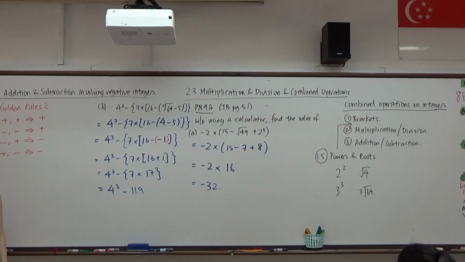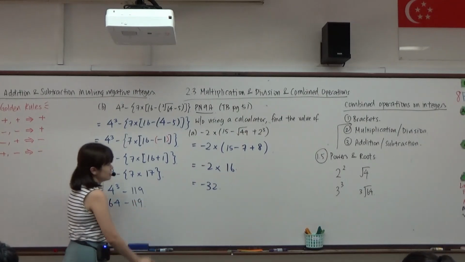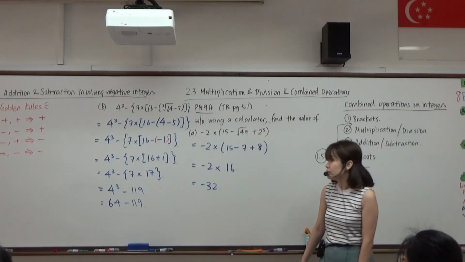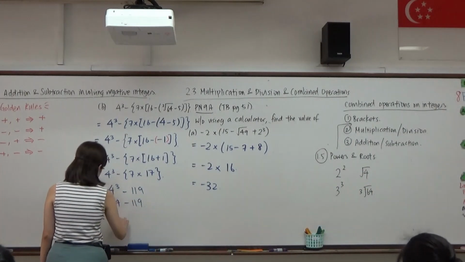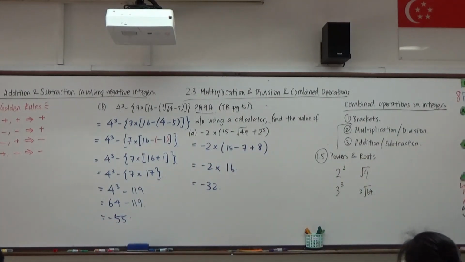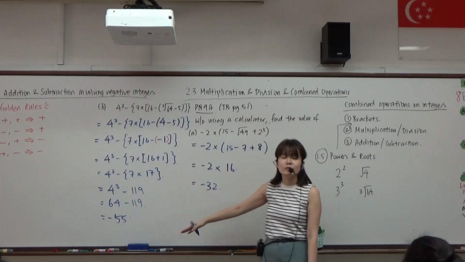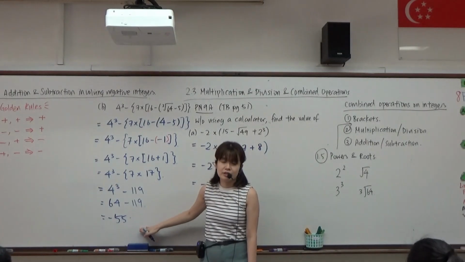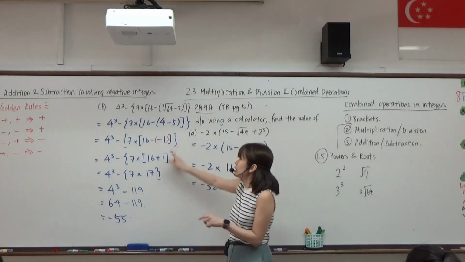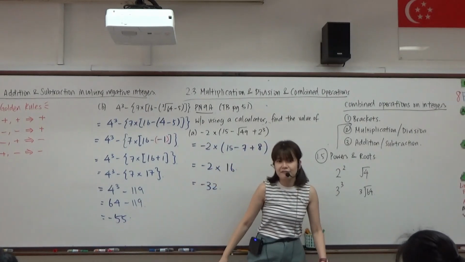4 cubed is what? 64, right? Minus 119. You can press the calculator if you cannot. So, negative 55. If you are asked to do this and you want to check whether your answer is correct or not, you can press your calculator, which is what I want all of you to do now. Can you press this in your calculator now? Check that we get negative 55. Press the whole thing.